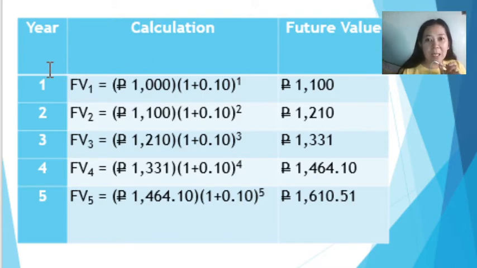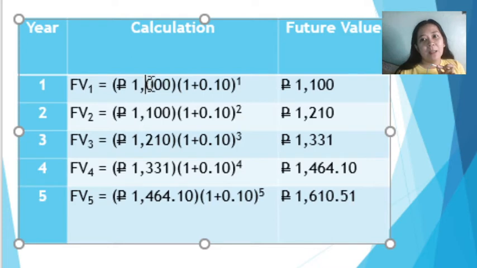In the column for the year, since our problem suggests that the investment will be placed for a 5-year period, we have year 1, 2, 3, 4, to 5 years. For the calculation, normally your future value, as mentioned earlier, is somewhat the same as the simple interest concept. But as we go along to the next periods, we will apply the compounded interest.